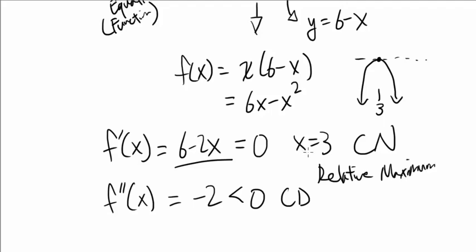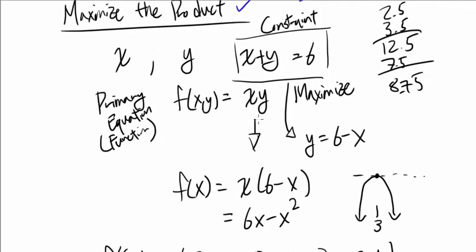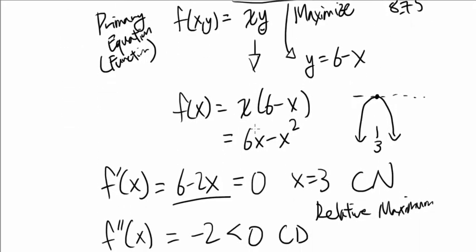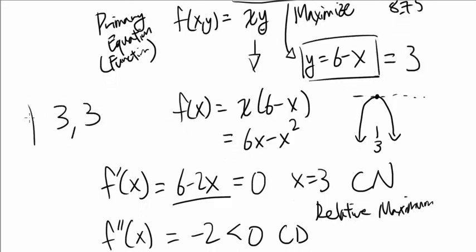So we have figured out that when we let x be 3, we have the maximum product. But what is y? What is the corresponding y? Well, y is 6 minus x. x is 3, so y is going to be 3. So the pair of numbers that's going to give us the maximum product such that their sum is 6 is 3 and 3.